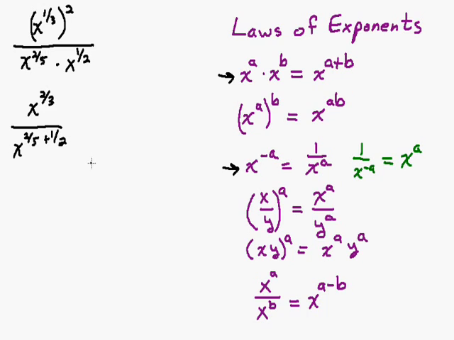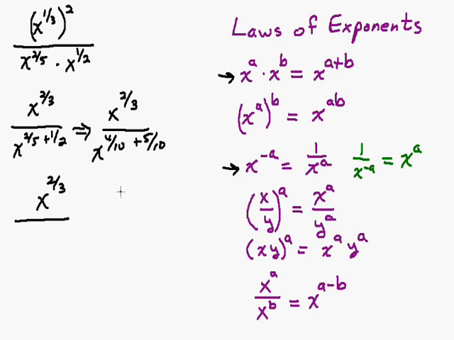Adding fractions, I need a common denominator. I'll leave that top as x to the 2/3. My common denominator is going to be tenths. 2/5 is 4/10, and 1/2 is 5/10. So I still have x to the 2/3 in my numerator. And in the denominator, 4/10 plus 5/10 is 9/10.